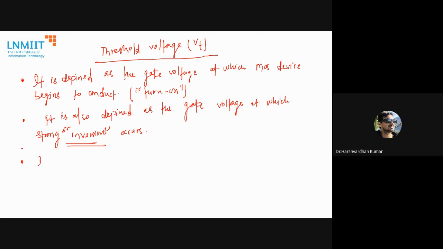Now the gate voltage is positive for NMOS and negative for PMOS. So we have to remember, whenever we design an N MOSFET or a P MOSFET, we have to keep the gate terminal positive for NMOS and negative for PMOS, right?